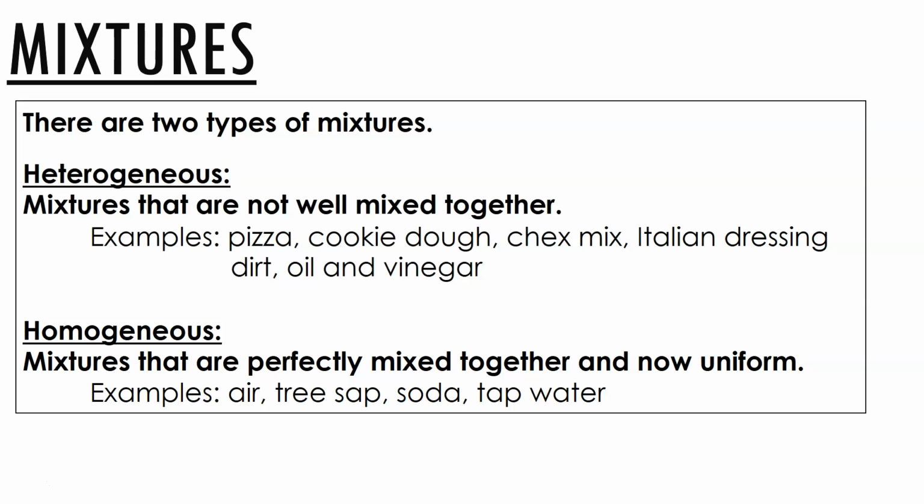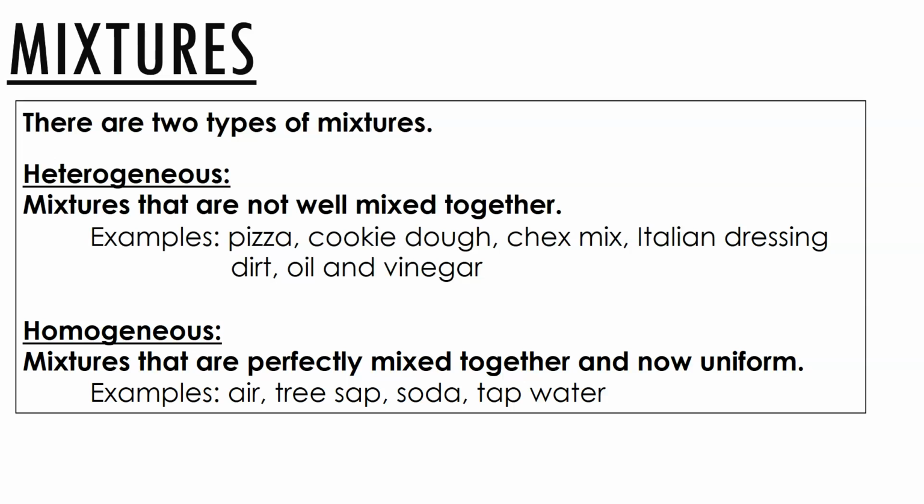Italian dressing has spices mixed in there. Dirt is one that gets people, but if you think about taking a scoop of dirt from outside, there might be a twig, maybe there's a leaf or a little rock, or maybe there's a bug or a worm in there somewhere, right? It's really not a perfect mixture.